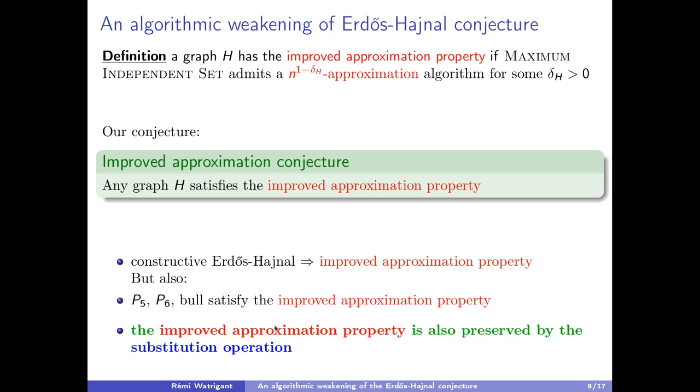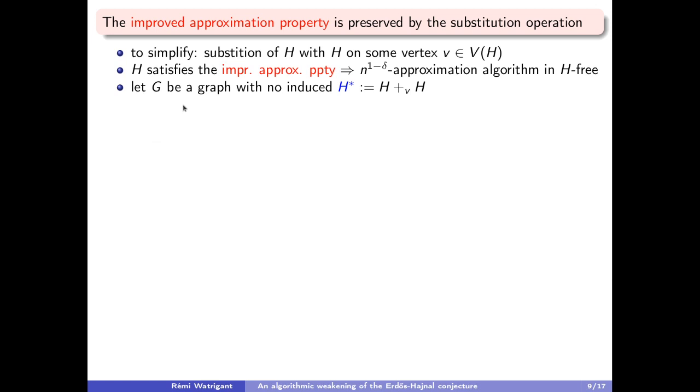So let me say a few words about this result. Let's try to give some idea about this. The improved approximation property is preserved by the substitution operation. So to simplify the task, let us suppose that we substitute H with H itself at some vertex V. So we pick one vertex V in H, and we replace this vertex by H itself.